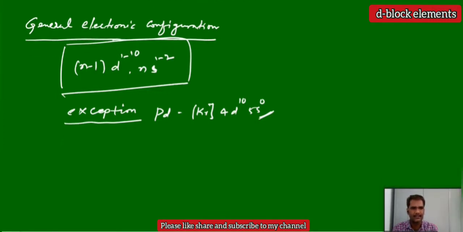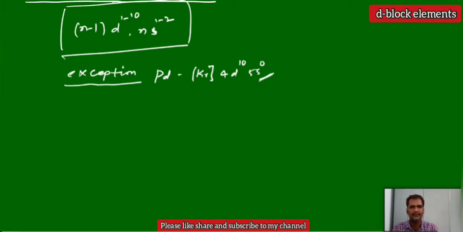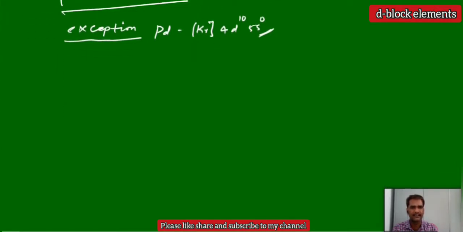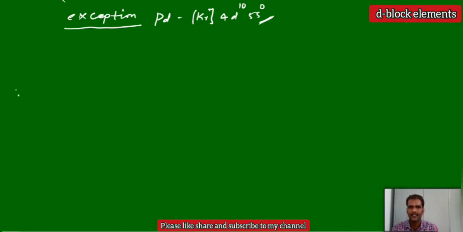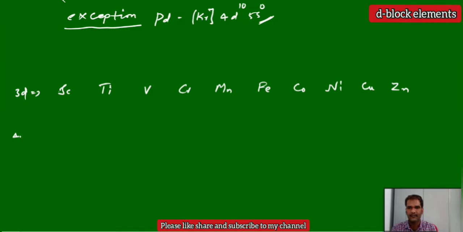Let us see these elements, all 3d, 4d, 5d; especially we will go with the three series elements. First let us take the 3d series. We will start with scandium, titanium, vanadium, chromium, manganese, iron, cobalt, nickel, copper and zinc. Similarly the 4d and 5d series elements.